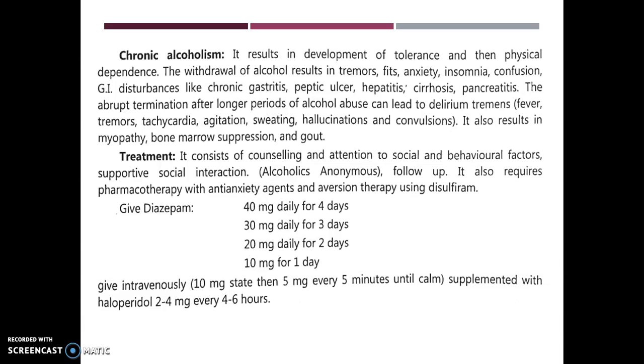So treatment for chronic alcoholism consists of counseling and attention to social and behavioral factors, and support for social interaction like Alcoholics Anonymous. Follow-up also requires pharmacotherapy with anti-anxiety agents and aversion therapy using disulfiram. Give diazepam 40 mg daily for 4 days, 30 mg daily for 3 days, 20 mg daily for 2 days and 10 mg for 1 day. Give intravenously 10 mg stat, then 5 mg every 5 minutes until calm. Supplemented with haloperidol 2 to 4 mg every 4 to 6 hours.